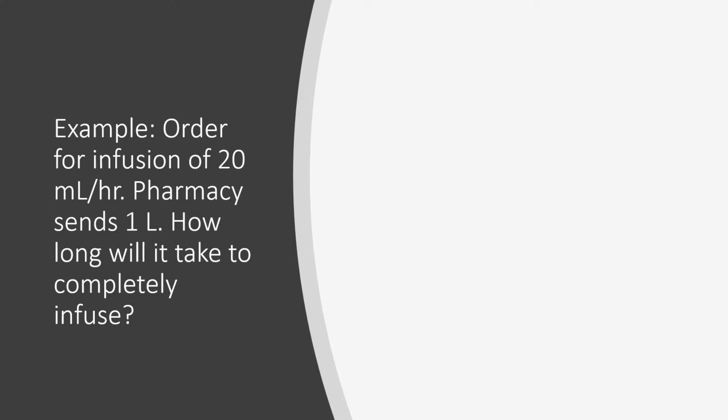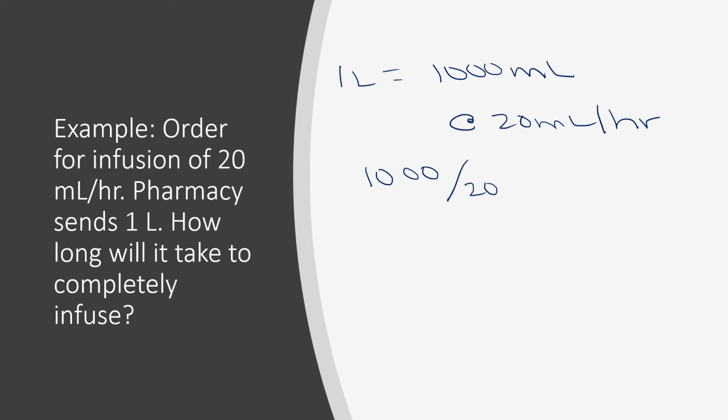So our next example is going to be this one. The order is to infuse 20 milliliters per hour, but we have a liter on hand from the pharmacy. How long will it take for this to completely infuse? So if we have a liter, it's equal to 1,000 milliliters, and we need that 1,000 milliliters to infuse at 20 milliliters per hour. So we're going to do 1,000 divided by 20 times 1 hour, which is going to be 50.